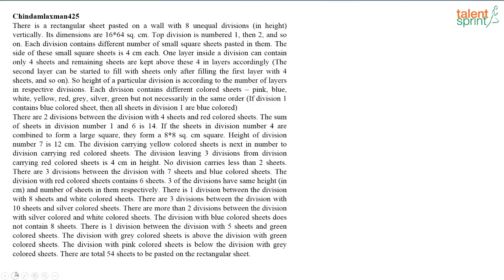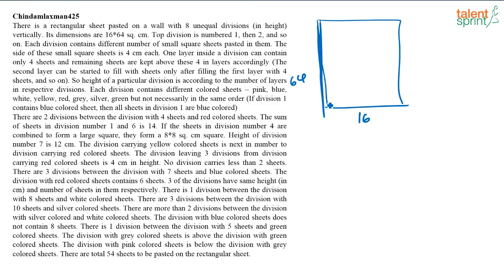We have a rectangular sheet, and the dimensions of this rectangular sheet are 16 into 64. So something like this, right? This is 16, this is 64. Now what is happening here is, this is basically the height, or this is when you stick it on the wall, right? When you stick the sheet on the wall, you can take this as the height of the sheet, correct?